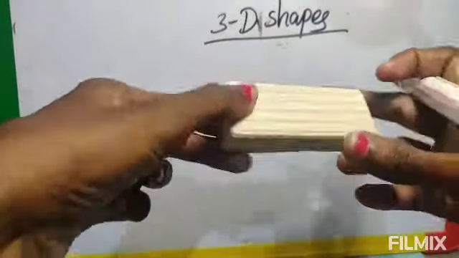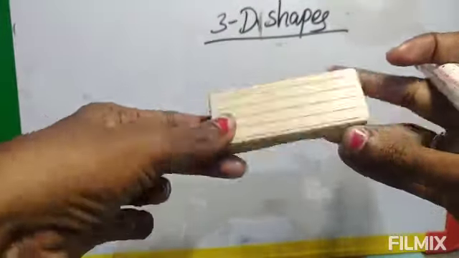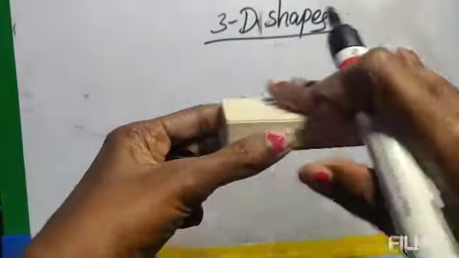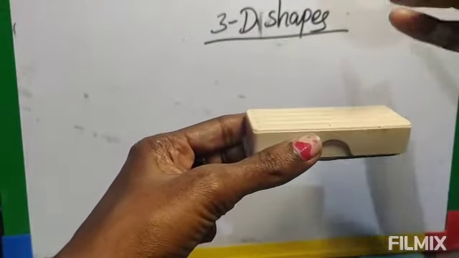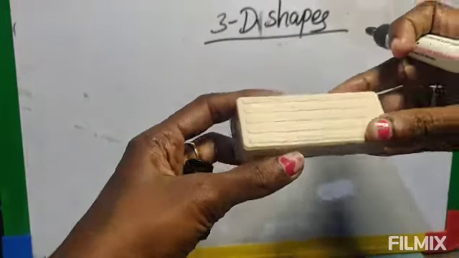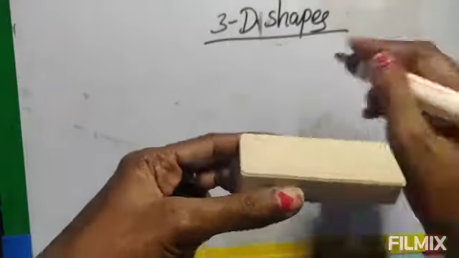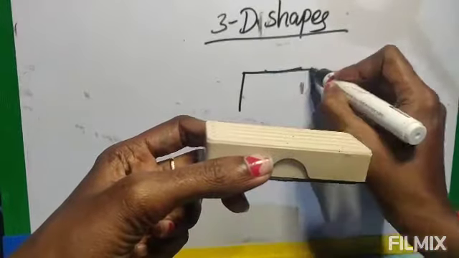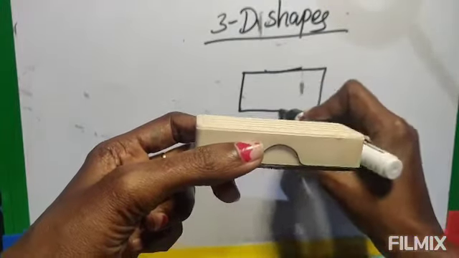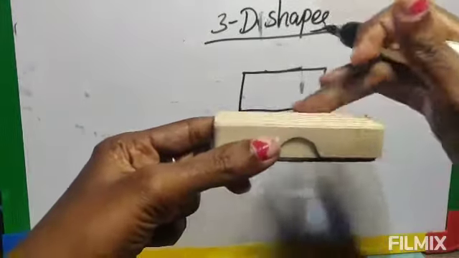Now see here, this is a duster, this is a cuboid. If I see from the top, suppose I click a photo, what shape will be there? This is a rectangle shape. So the top view will be the rectangle. It will be a bigger rectangle.